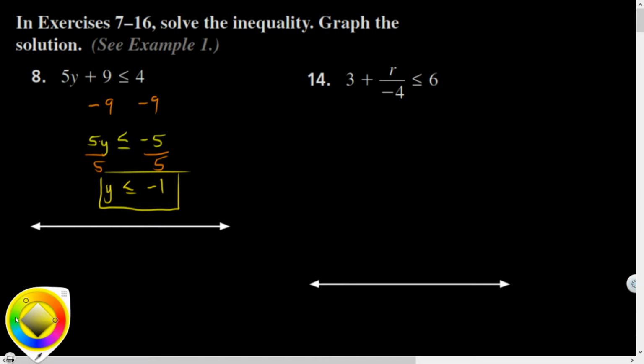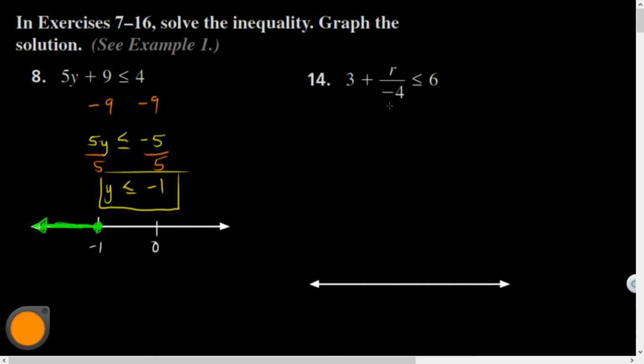And so to graph that, I'd have 0. Negative 1 is to the left of 0, and this would be a closed circle shaded to the left. All right, man. Whoever that student was, they knew what they were talking about.